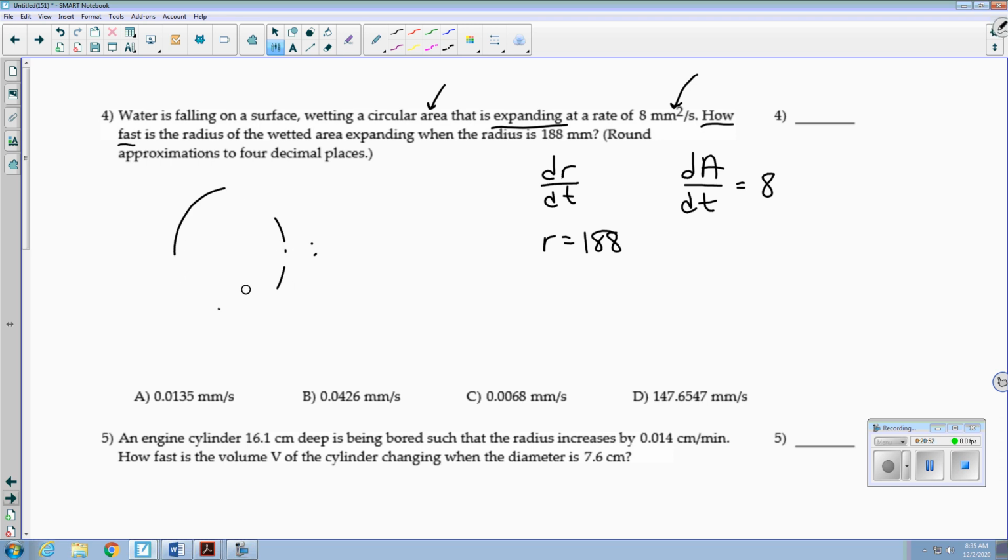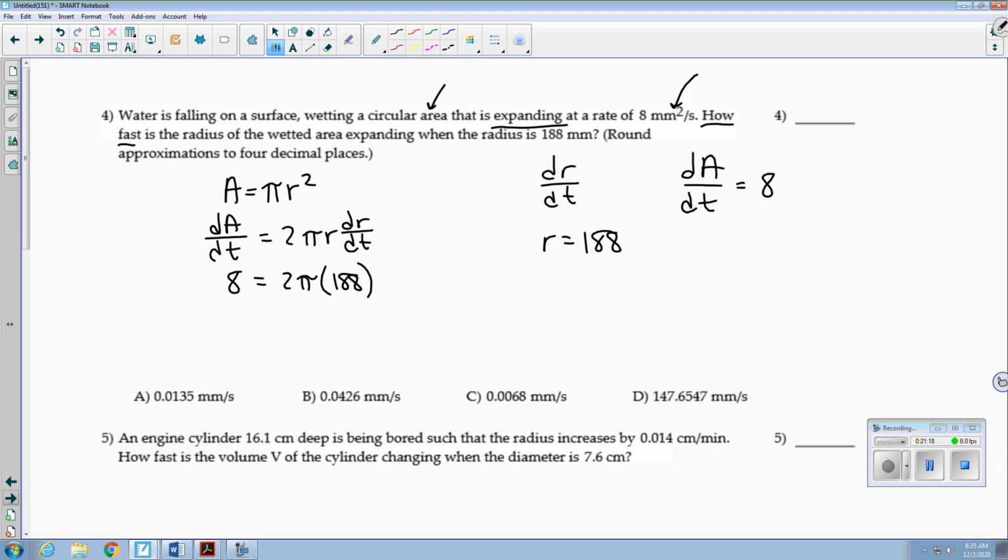So what's the relationship between all these? Well, we're dealing with the area of a circle. So area of a circle is pi r squared. Both area and radius are changing over time, so we leave them as variables. dA/dt equals 2 pi r dr/dt. dA/dt we know is 8, 2 pi 188. dr/dt is what we're looking for, so we will solve for this. Because of the decimal format, we're going to use a calculator to determine what this value should be.